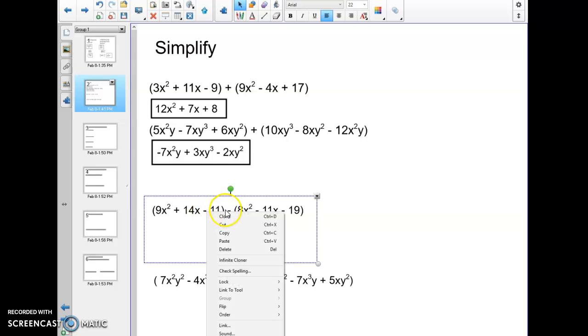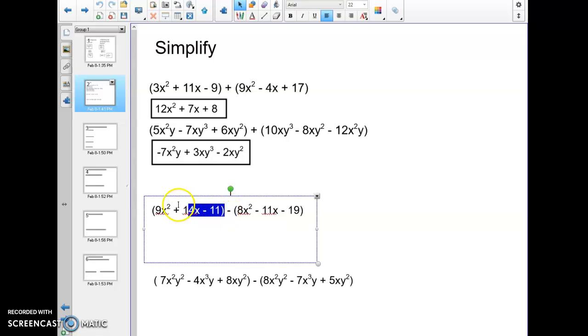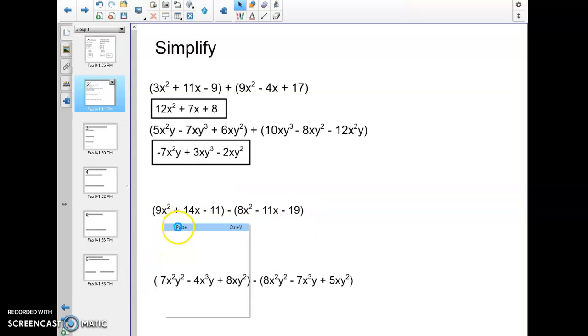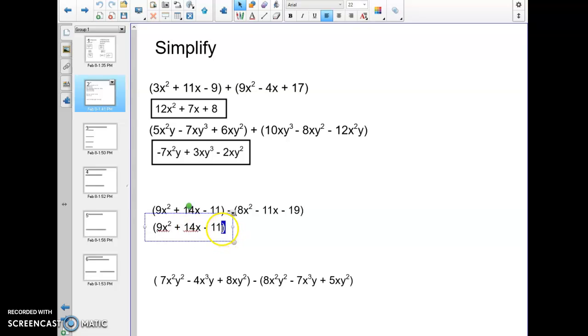Here, it's important to be careful. Don't take shortcuts. Copy the first one down. And it doesn't need the parentheses anymore once we distribute. So here I'm going to be distributing the negative, so it's minus 8x squared, and then it's plus 11x, and then plus 19. We distribute the negative sign to each term, and it just switches each sign.